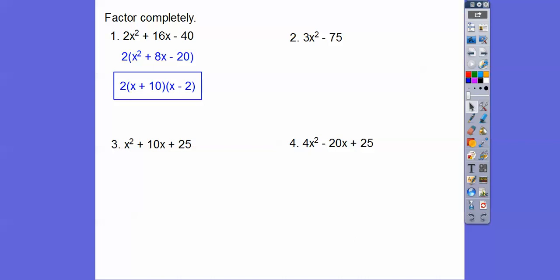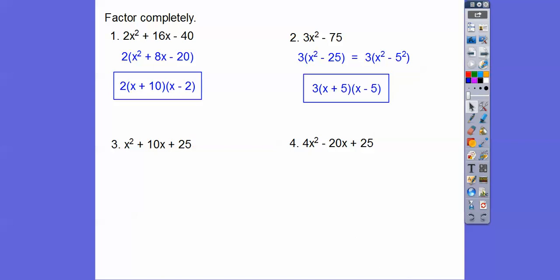Sorry about that. All right, I can pull a 3 out of both of those, okay, and then recognize that that's a difference of squares, and a difference of squares always does the conjugates. So the first one squared plus the second one squared, square roots of them both anyways, plus and minus, okay? All right, this is a perfect square trinomial. Factors of 25 that add to 10 are 5 and 5. So x plus 5, x plus 5, okay?